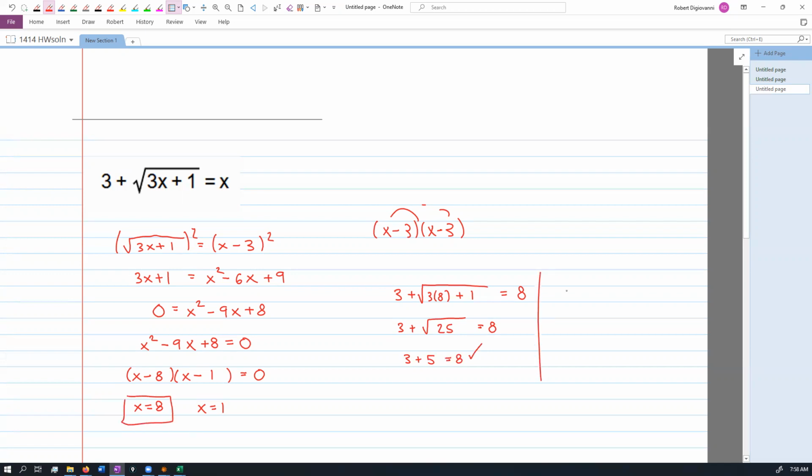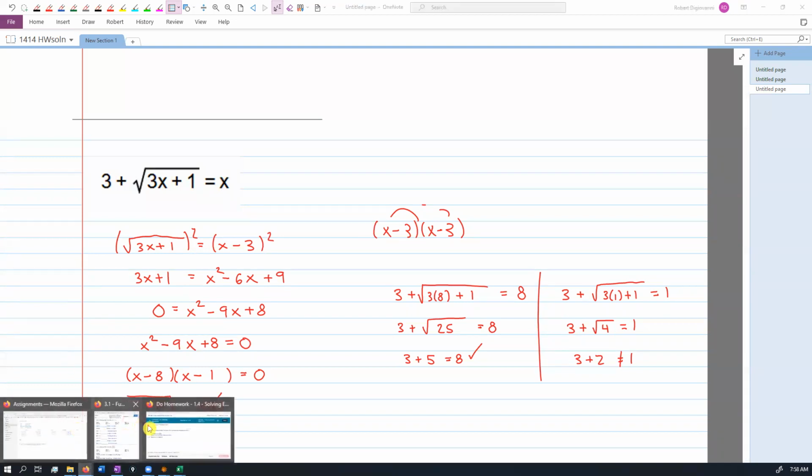Now let's try 1. 3 plus the square root of 3 times 1 plus 1 equals 1. That's 3 plus the square root of 4 equals 1, and that's 3 plus 2 equals 1. And that's not true, so that is not a solution. So we only have one answer, and it's 8. Check it.